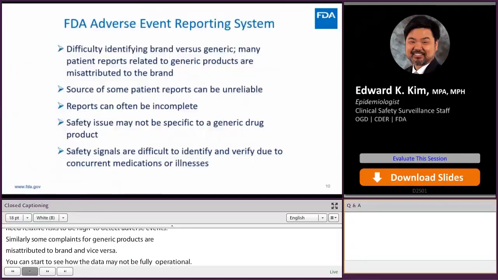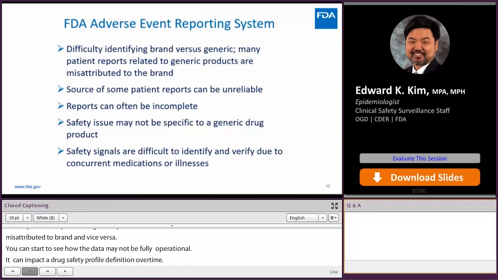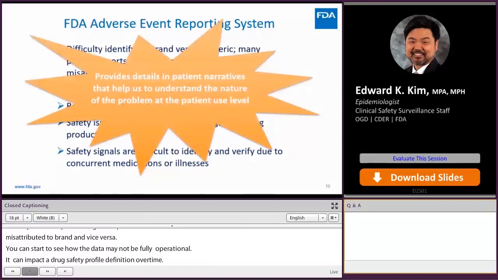With a whole list of challenges to adverse event reporting, such as difficulty in identifying brand versus generic, or the challenge of identifying incomplete reports, to the inability to verify or test the reliability of sources for some patient reports, this data does provide us with a unique window into patient narratives that helps us understand the nature of the problem at the patient use level.